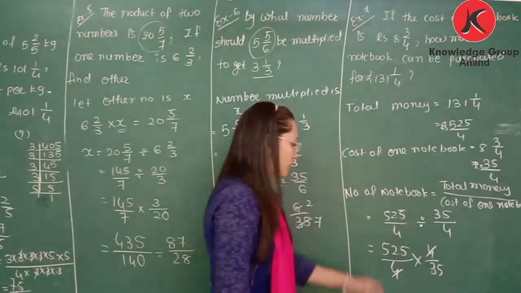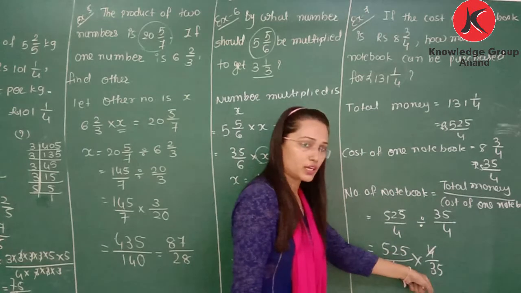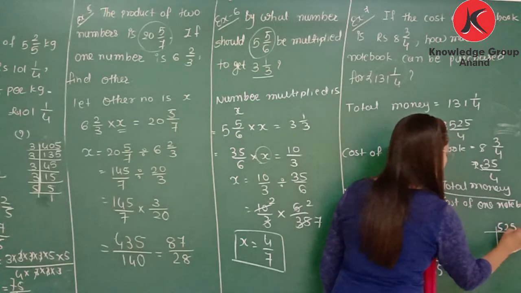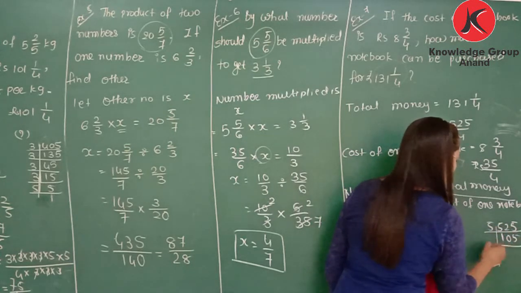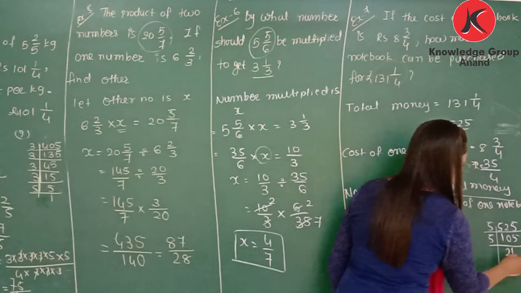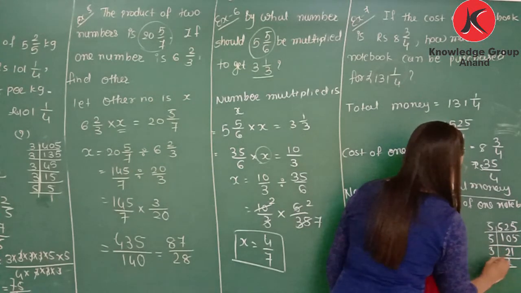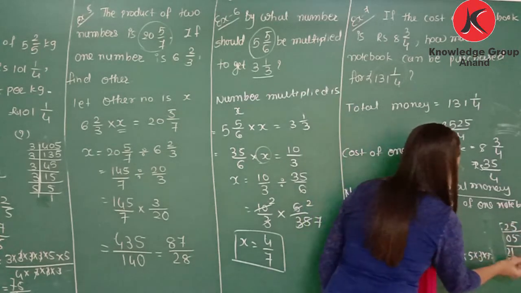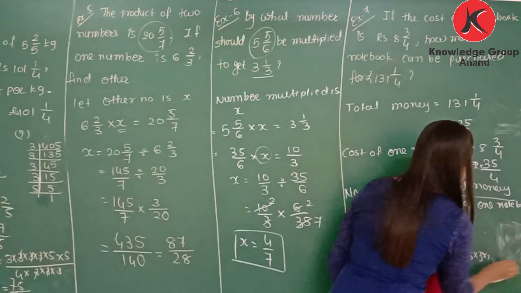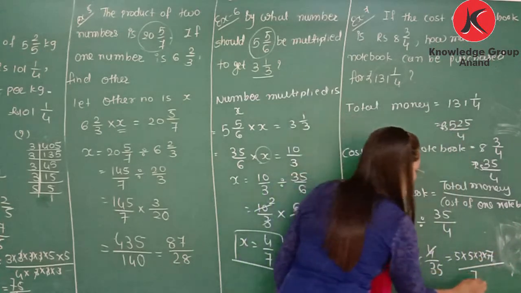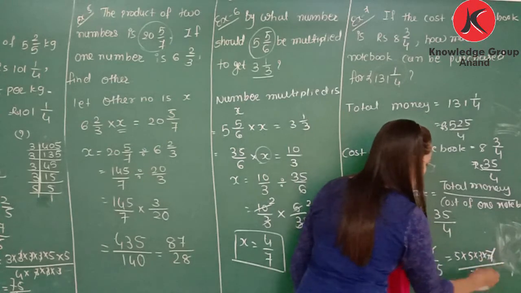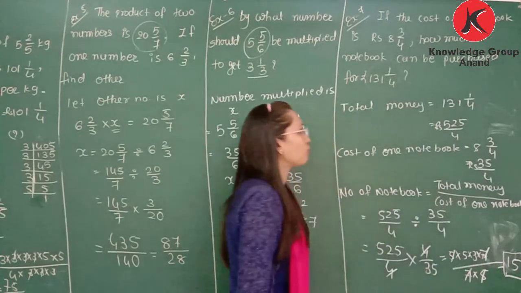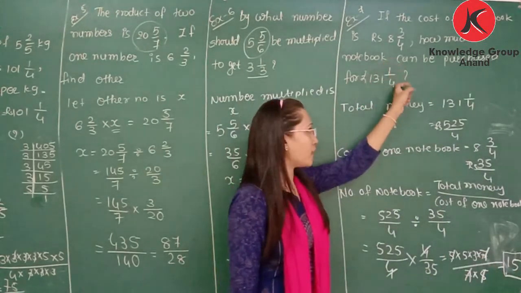Cancel out. Now divide 525 by 35. So find the factors of 525. The factors are 5 multiply 5 multiply 3 multiply 7, divided by 7 5s are 35. You can cut the common factor. So how many notebooks can we buy? We can buy 50 notebooks with 131 1 by 4 rupees.